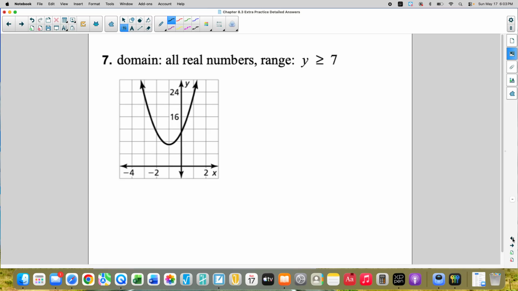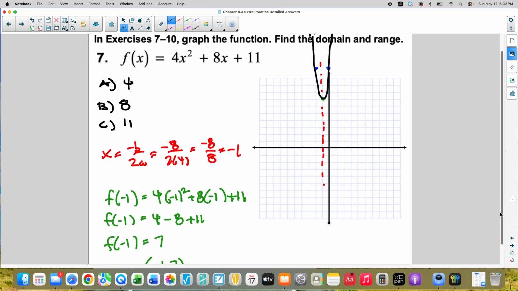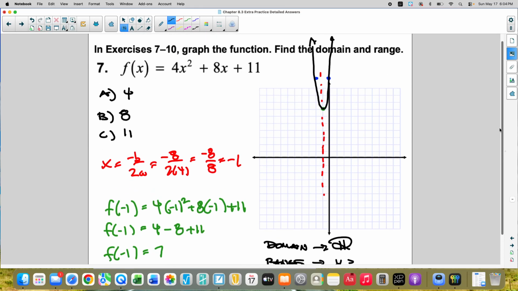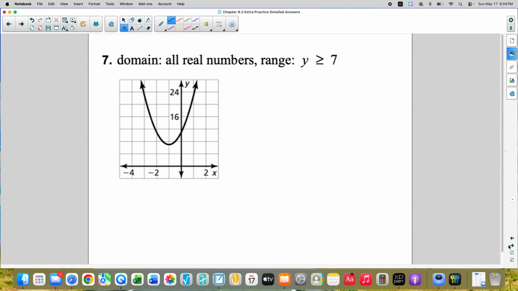Oh, did it change questions? Graph the function, find the domain and range. Oh, sorry. So, well, that's good. We know the domain is all real numbers, and the range is y is greater than or equal to my y value for the vertex, which is 7. So range is y is greater than or equal to 7.